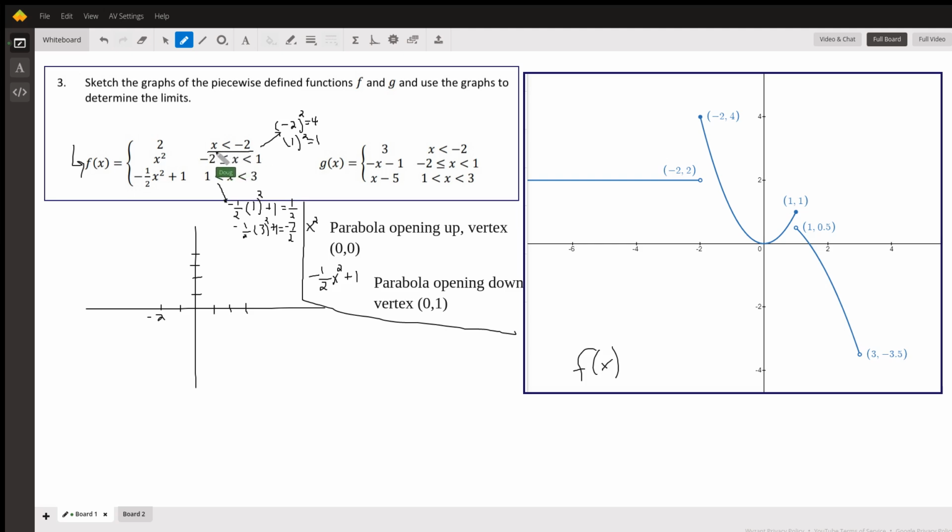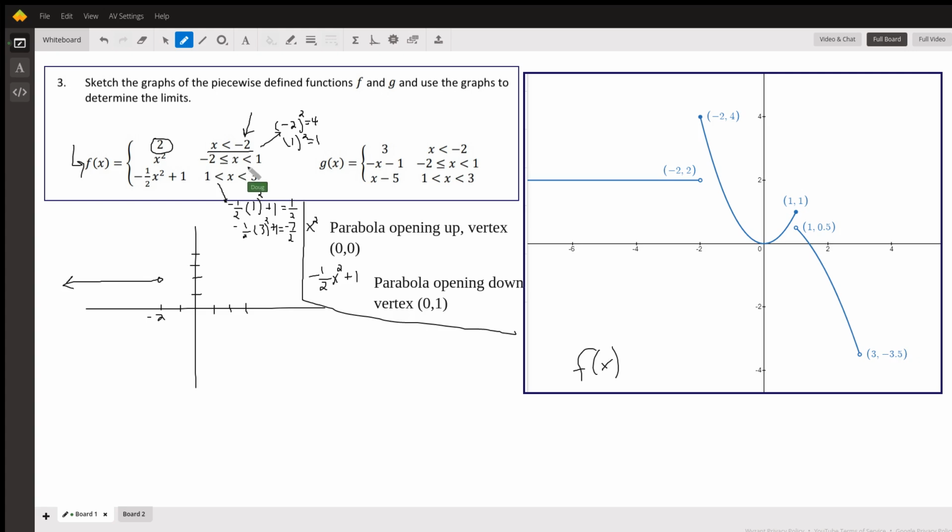The domain for the first piece is x is less than -2, and this result is a constant function, which is y equals 2. So if the domain wasn't restricted, we would draw a horizontal line through y equals 2, but we're only going to start at -2 and go to the left. And since this -2 is not in the domain, we put an open circle there. And that's the graph of f to the left of -2.